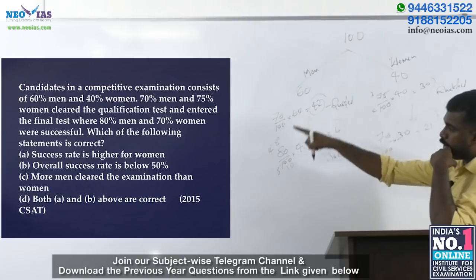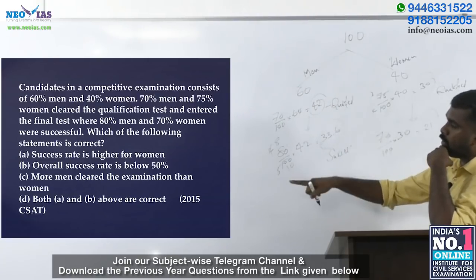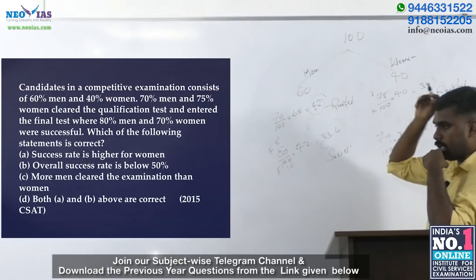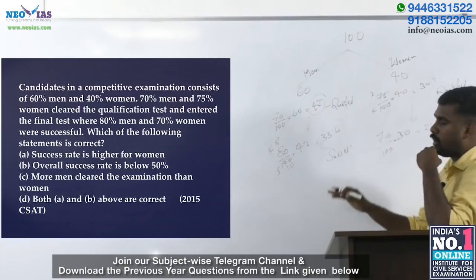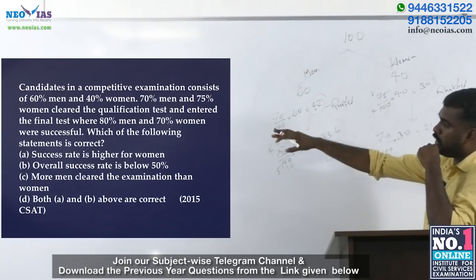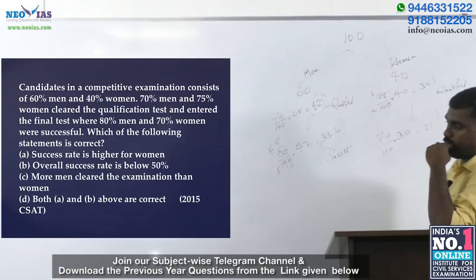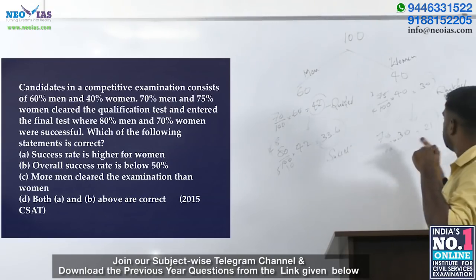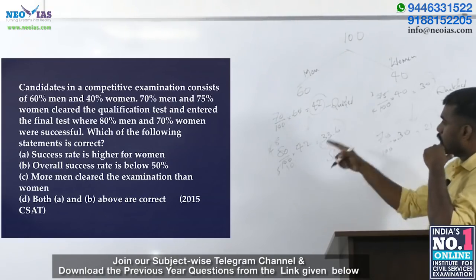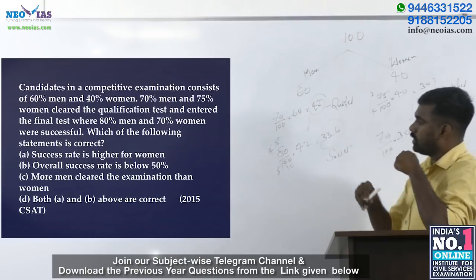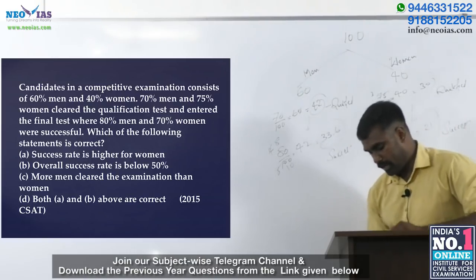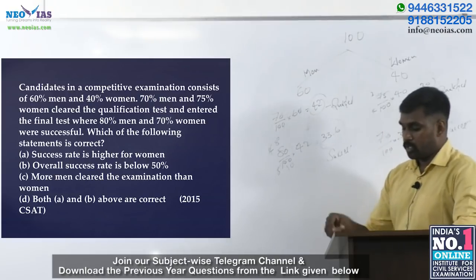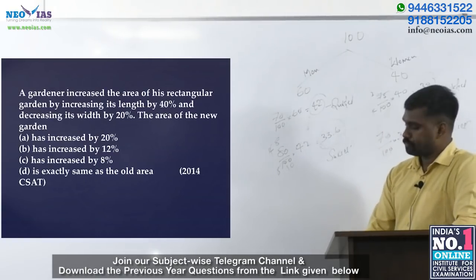So, if you are reading all those options, C is the immediate option which you can lock without any doubt. So, no need to find out the cases of A and B. So, this is the answer. More men had cleared the examination than women. So, option C is the answer. We will move on to the next one.